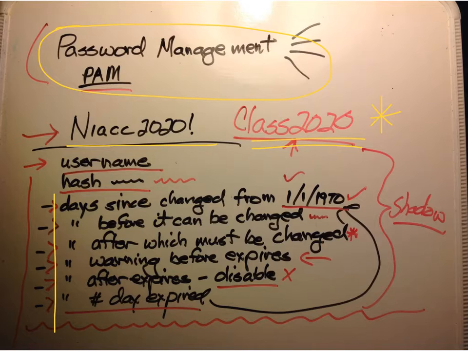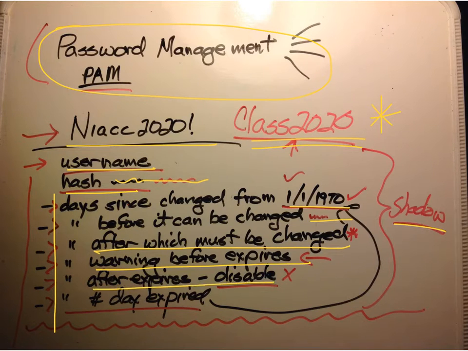Okay? And this is all set up in a shadow file. In the shadow file you've got the username, the actual hash of the password, and then days since changed, and days before it could be changed again, after which it must be changed, warning before it expires, after it expires, disabled, and then how long it's been expired since then.